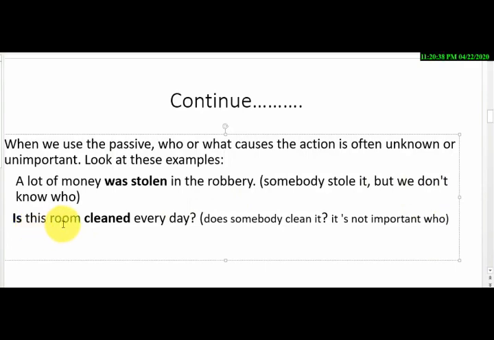And: Is this room cleaned every day? Does somebody clean it? Qof baa nadiifiyaa. It's not important who. Kaliya waxaan sheeganaa ficilkaasi sida uu dhacay. A lot of money was stolen, lacagtan waa la xaday. Qolkana maxaa ku dhacay, waa la nadiifiyay. Laakiin qofka nadiifiyay iyo qofka xaday, labadaba waa unknown ama muhiim ma aha.